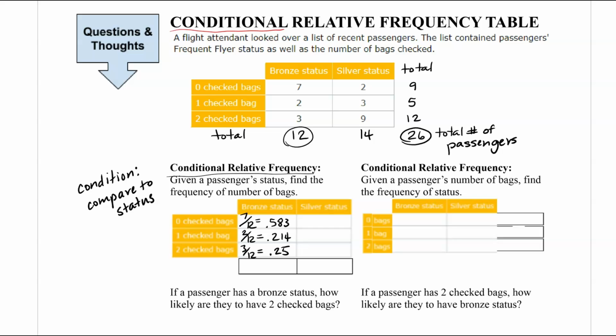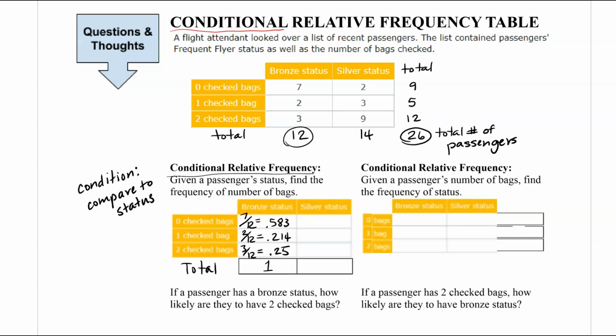So the thing that's not changing, the total that we're using, is the passenger status, because that's the condition that we were given. Now when we total these, we should get 1 in our total column. If we add up the decimals, it may be something like 0.999, and that's just a rounding error. Let's do the same for the silver status.